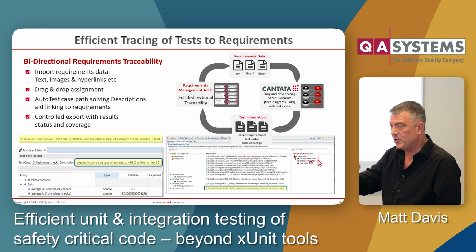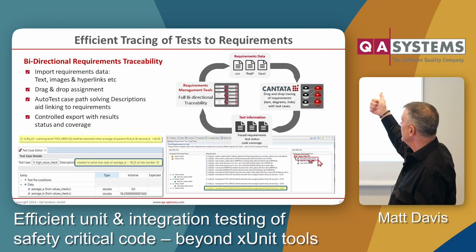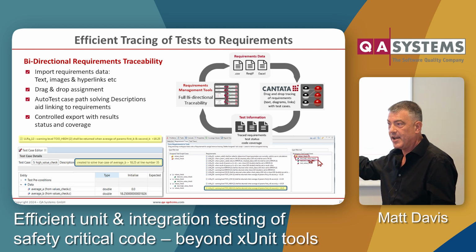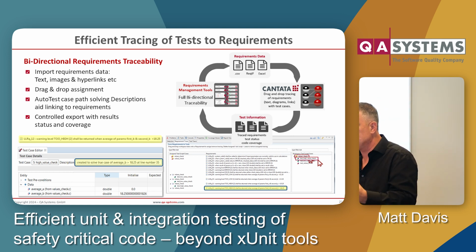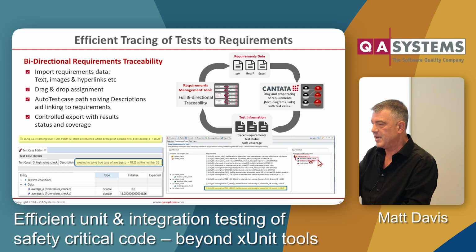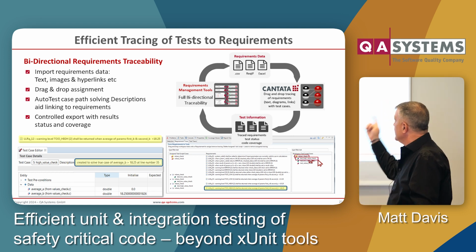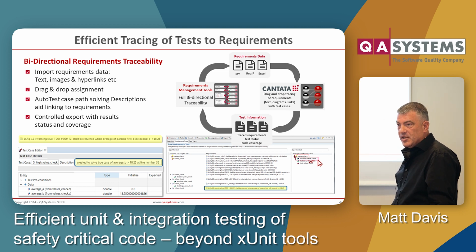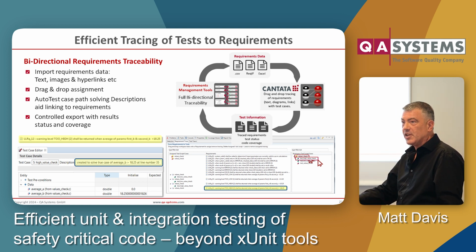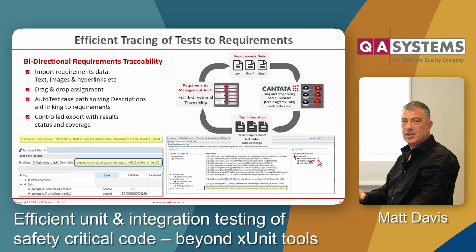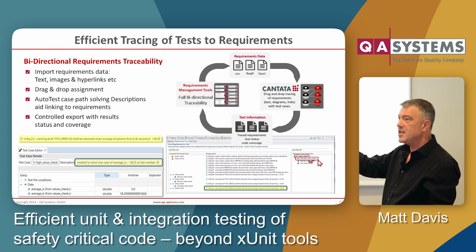So we can import the requirements in 3 formats: CSV, Excel, or something called ReqIF, the requirements interchange format, which is an XML, specialized XML for requirements tools. Gives you lots of extra data. In Cantata, you have a drag and drop interface, so you can see the requirements inside the Cantata tool, compare them to the test that's verifying that requirement, and say, yep, link.